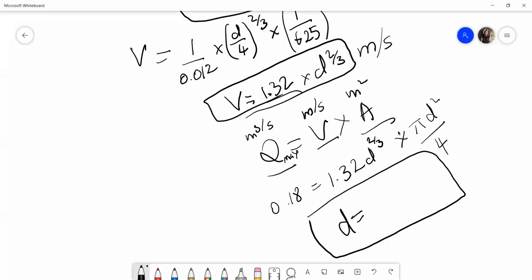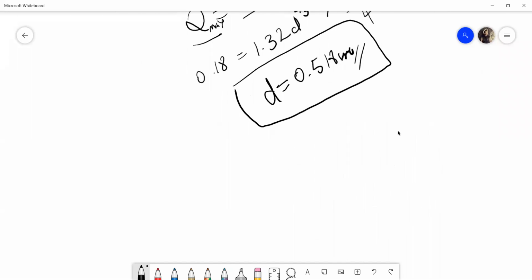0.18 multiplied by 4 divided by 1.32 divided by 3.14, that is the pi value, and that one's cube root, 3 by 8th root. Right? D is 0.518 or 0.52 you can write, in meters. 0.518 meters, it will be in meters, right?